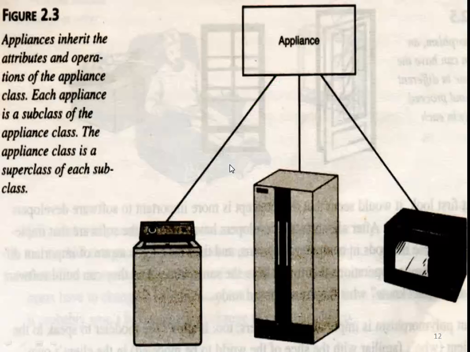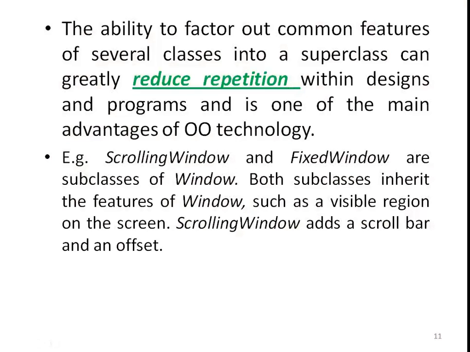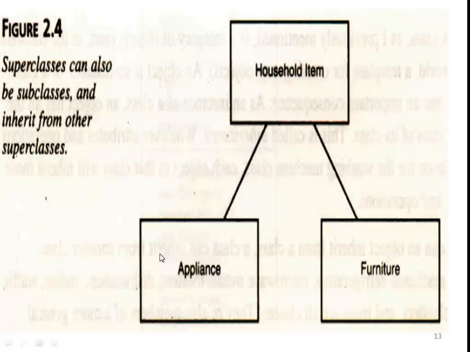One example is given. Window is a superclass and it contains two subclasses: one is a scrolling window, another is a fixed window. Both subclasses inherit all the features of the window, such as the visible region of the screen. The scrolling window adds a scroll bar and an offset, which are additional characteristics. So this is called subclass and superclass.